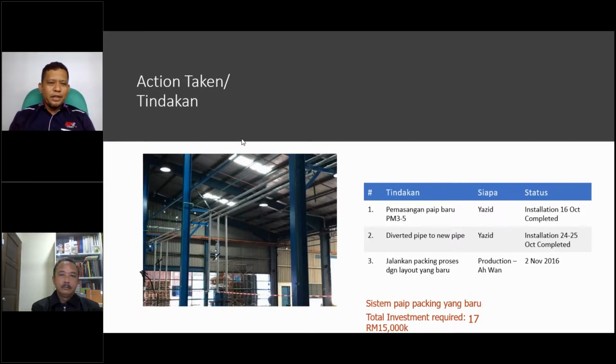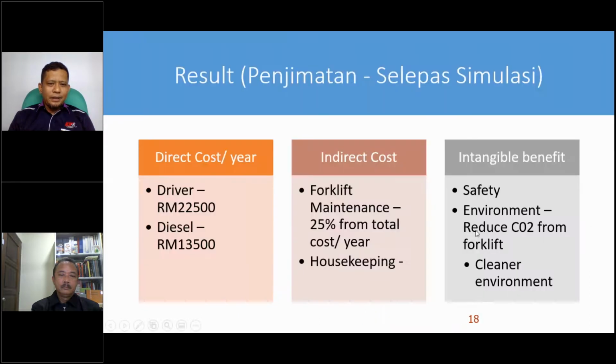Then I presented to the management. Of course, this is a 2016 project. What can we save? Number 1, what is the intangible saving that we can make? First of all is the driver costs, then the diesel for the forklift, forklift maintenance, and some intangible benefits of safety and so on. Within a few months, they already got the ROI.